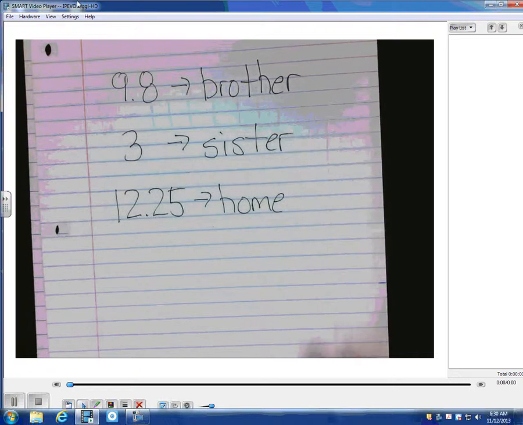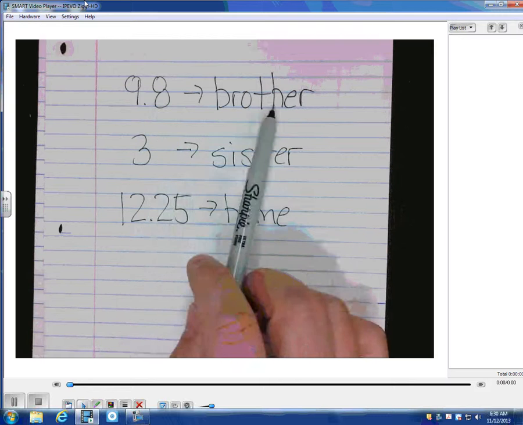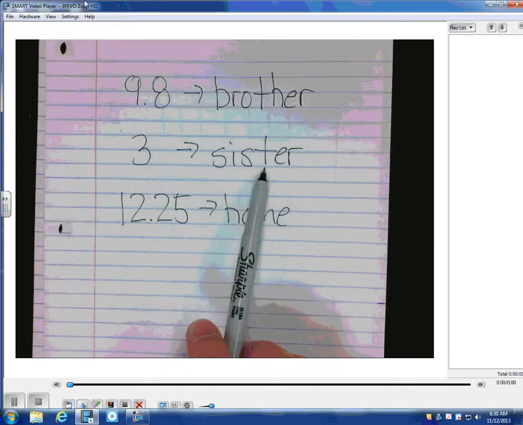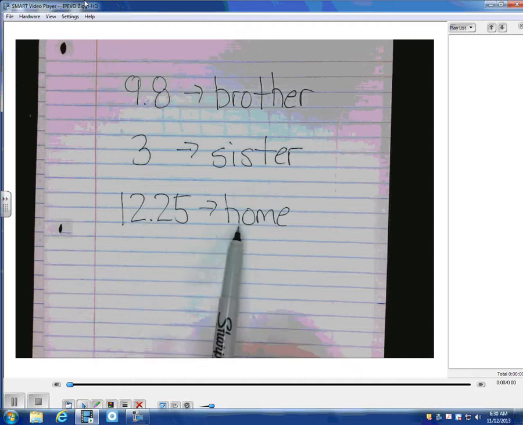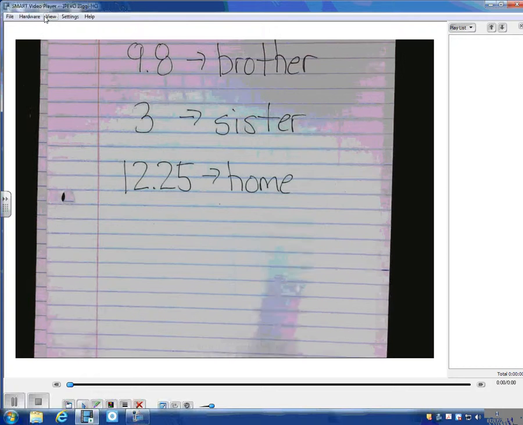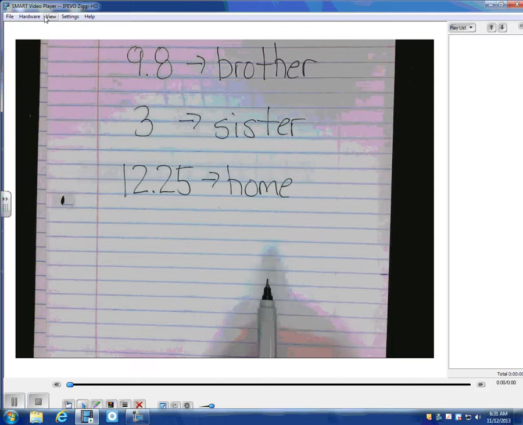An addition problem. Okay, so 9 8/10 miles to go to the brother's, 3 miles, no decimal, to go to the sister, and then 12 25/100 miles to go home. Now, I'm going to have to add this. The most important thing when I'm adding decimals is to line up my decimals. Same thing with subtraction. So, I'm going to line this up for you, and then on the back, you'll do it on your own.